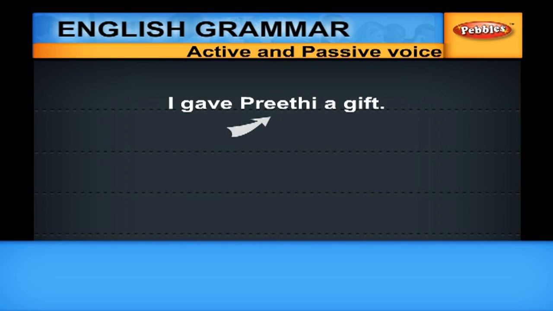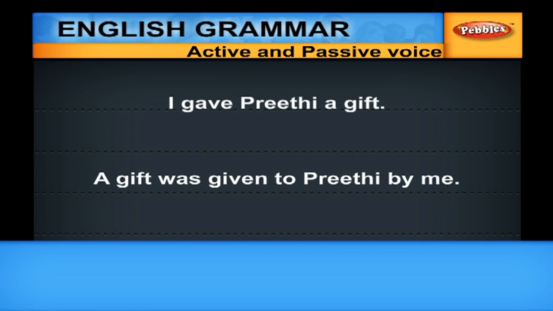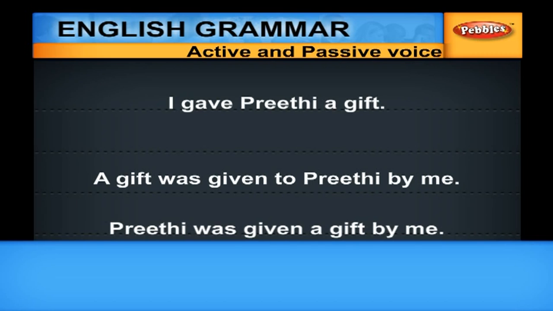Normally, we say the object that answers what is called direct object, and the object that answers the question whom is called indirect object. Generally, of the two objects, the indirect object will come first and the direct object will come next. A gift was given to Preeti by me. Or, Preeti was given a gift by me.